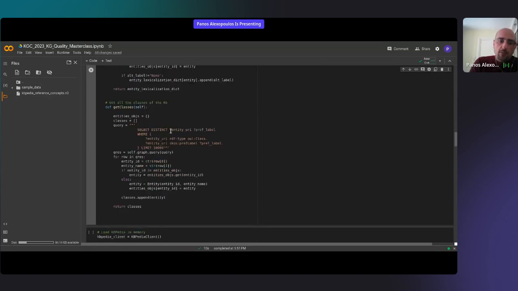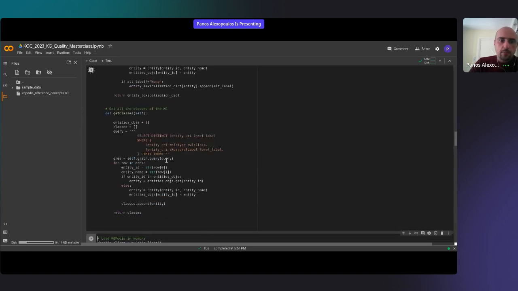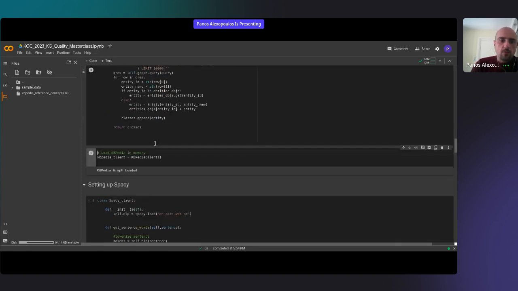A second method that we're going to use for the second part of the second hands-on is to get the classes, right? Here we only care about the classes of the knowledge graph, and these are found by filtering so that the entity is of type OWL class. So let's execute this, and now we just load the KBP knowledge graph in memory. It should not take long, but let's see.